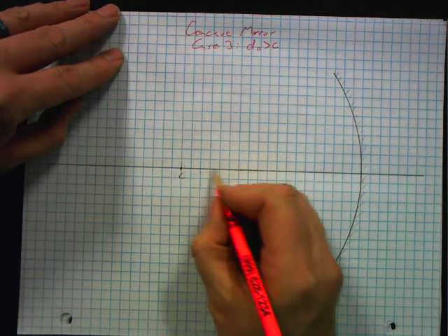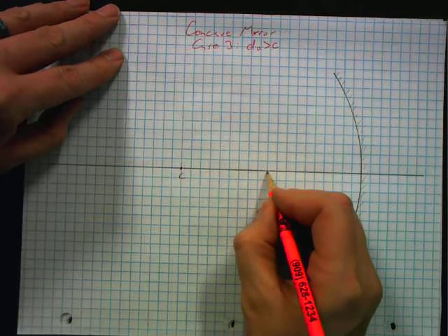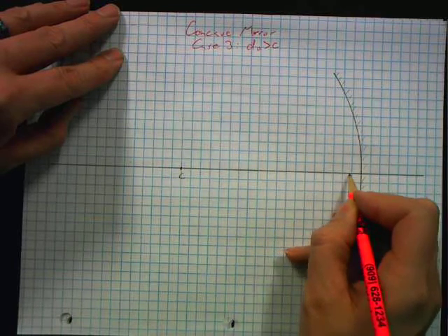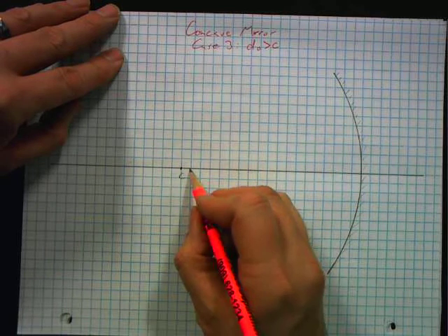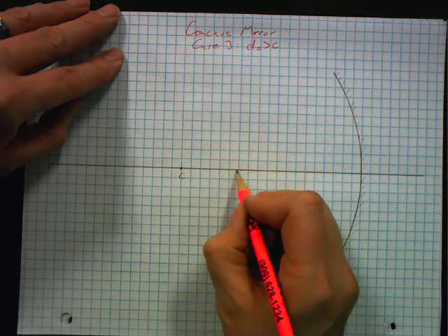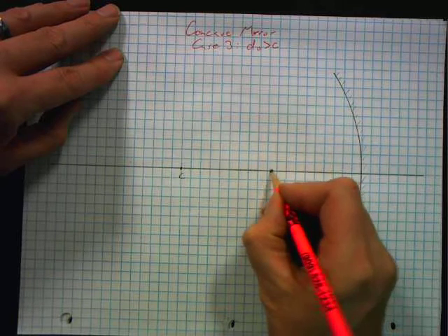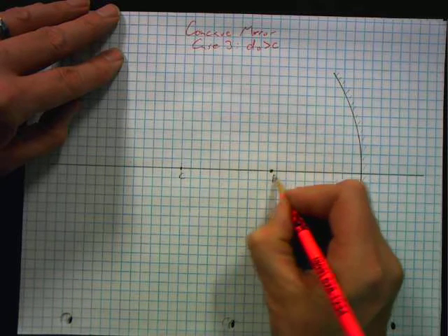1, 2, 3, 4, 5, 6, 7, 8, 9, 10, 11, 12, 13, 14, 15, 16, 17, 18, 19, of course. 1, 2, 3, 4, 5, 6, 7, 8, 9 and a half is my focal point. There we go.